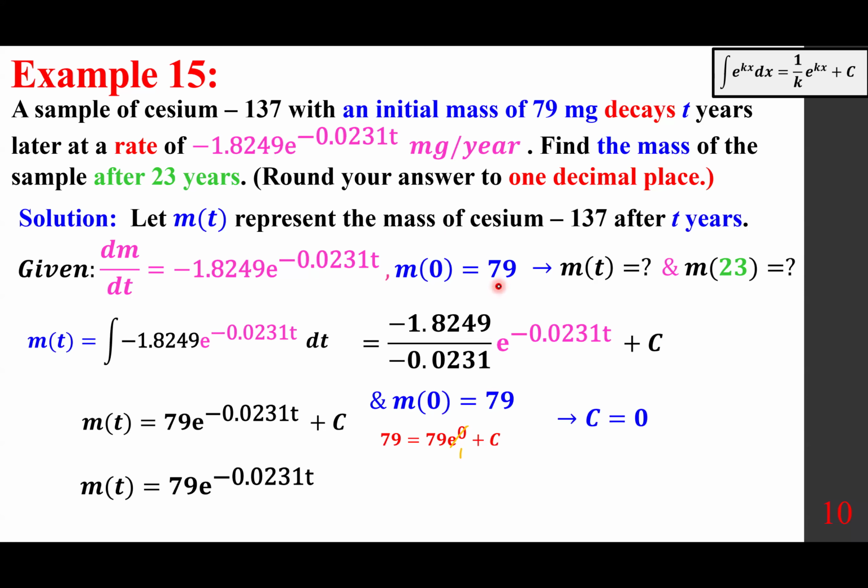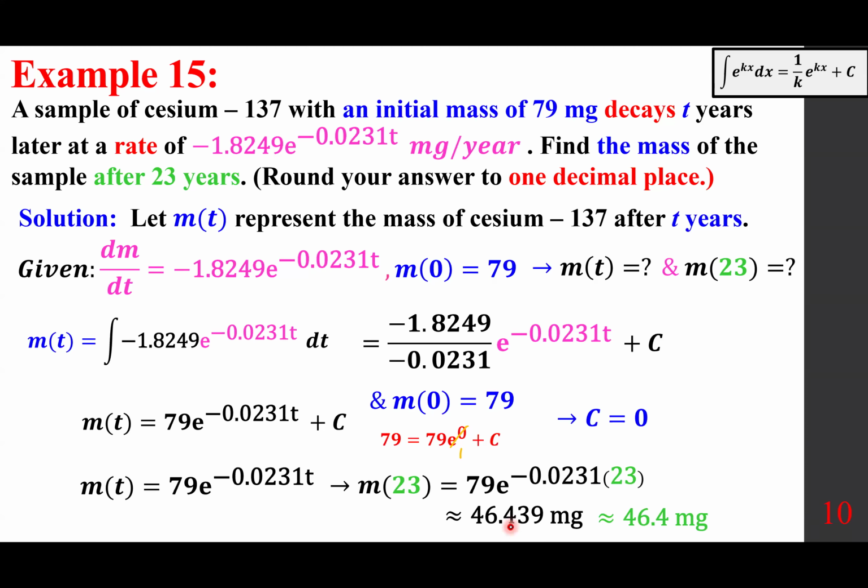Now, plug in 23, put it into a calculator. And however many decimals, okay, they ask for 1 decimal. So right here, 4, next to it is 3. So about 46.4. If this is milligrams per year, per unit of time, this must be in milligrams. So it's important to put the proper units there.